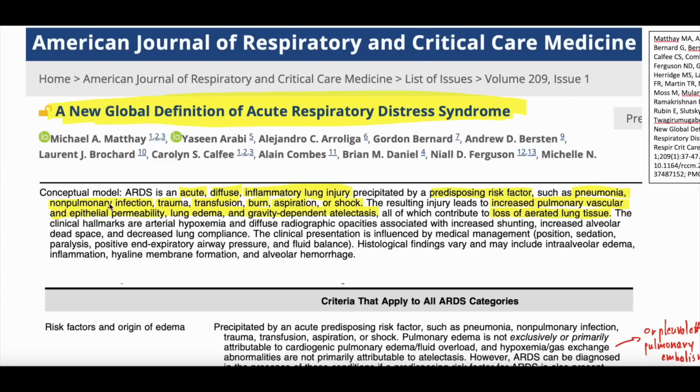All right, and as such, the clinical hallmarks of ARDS are arterial hypoxemia, low oxygen levels in the arterial blood, because that lung tissue is so diseased, it can't exchange gas. It can't get oxygen from the atmosphere into the blood vessels through the walls of those diseased alveoli. And diffuse radiographic opacities associated with increased shunting, increased alveolar dead space, and decreased lung compliance. Again, all things we talked about in the pathophysiology lecture.